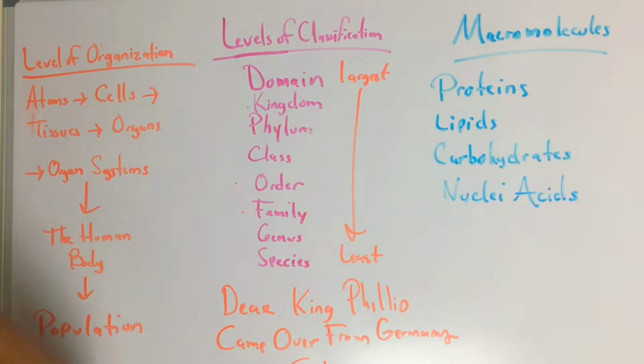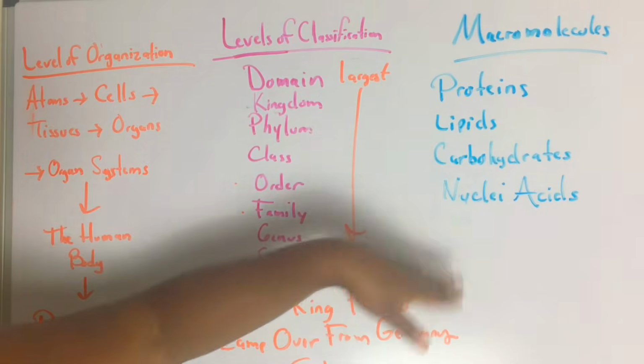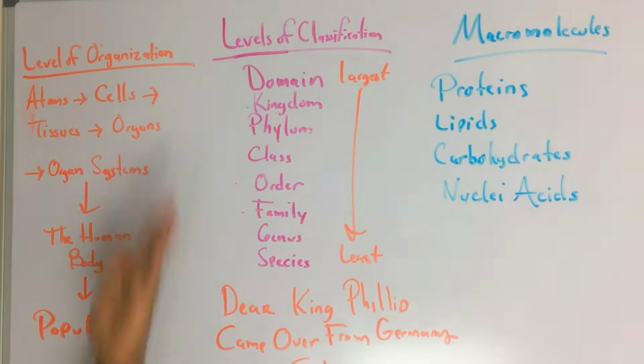Now we're going to go and talk about the 4 macromolecules, which are the most important molecules: proteins, lipids, carbohydrates, and nucleic acids. It's vital to know that.